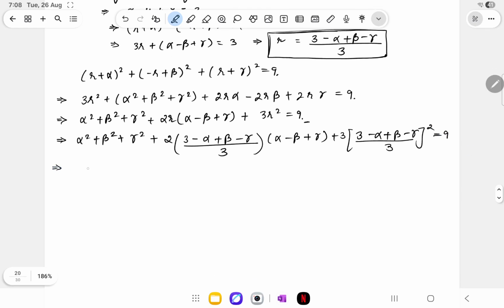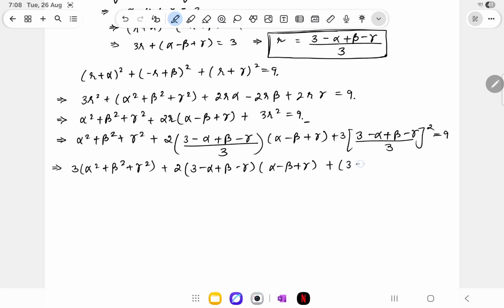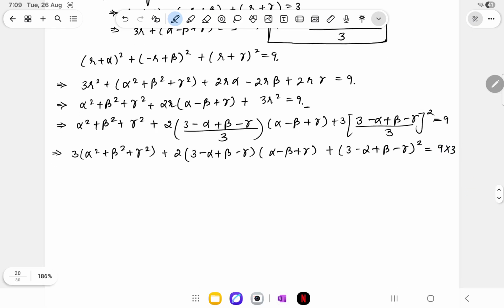So if I further simplify it, I'll get 3 into alpha square plus beta square plus gamma square plus 2 into 3 minus alpha plus beta minus gamma into alpha minus beta plus gamma, plus the whole square in the denominator. Once they balance out 1 in the denominator, I am left with 3 minus alpha plus beta minus gamma square is equals to 9 into 3. The 3 in the denominator, I am taking it to the right hand side.